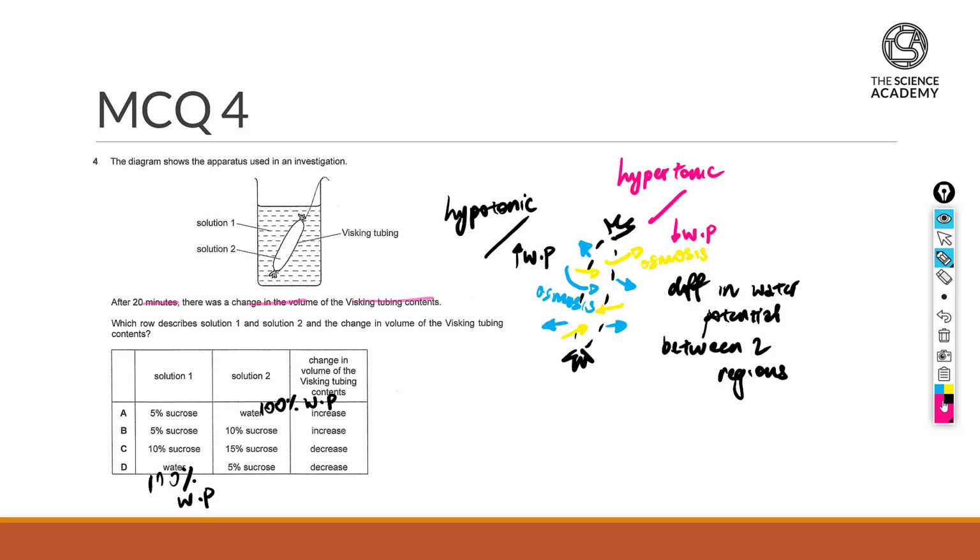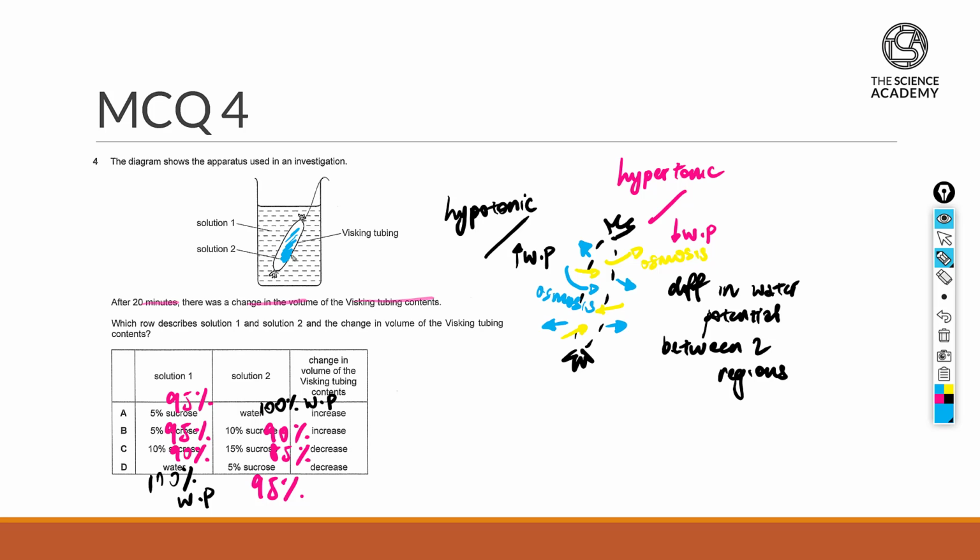So at 5% sucrose, I would say that this is a 95% water potential. 5% sucrose is again 95%. 10% sucrose is 90%. 15% sucrose is 85%. And lastly, the 5% sucrose in option D, solution 2, is going to be at 95%. Now, since solution 2 is the content found in the Visking tubing itself, let's check.